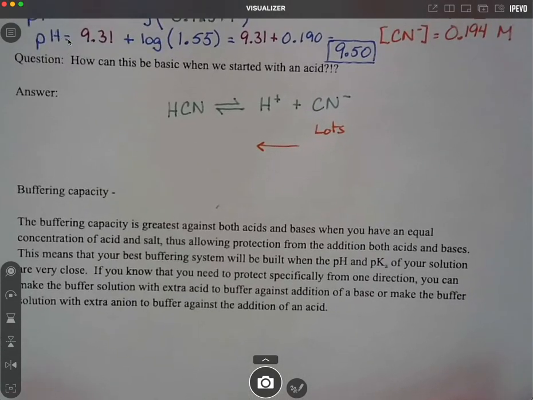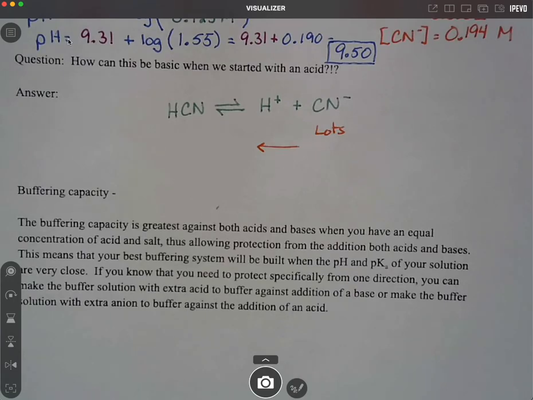Now, there are limits. If you had taken this entire bottle of hydrochloric acid yesterday, or 2 days ago, and dumped it into your 80 milliliters of buffer solution, you could definitely overwhelm the system. Boom. Yeah, you could get the pH to change. That's something called buffering capacity. And you can add too much acid and too much base to overwhelm the buffering capacity. You're going to get the best buffering in both directions if you have an equal concentration of the acid and the salt. That protects you from adding both acids and bases.